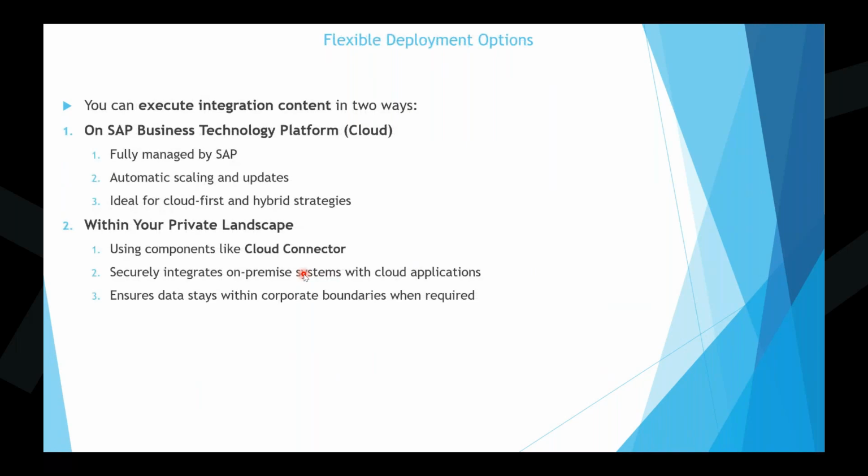Flexible deployment options. Where does all of this actually run? We have two options: one is BTP, and the other is a private landscape. With BTP in the cloud, which is what we will work with in the training, all the integration content we develop runs on SAP cloud servers. SAP manages everything: servers, operating systems, security patches, scaling. We do not worry about hardware or infrastructure. Updates happen automatically, so you always have the latest features when using BTP. It is best for new projects, cloud-first strategies, and minimal operational overhead.